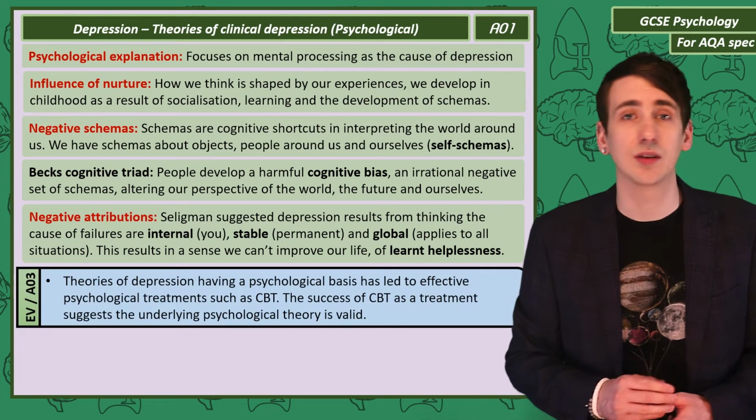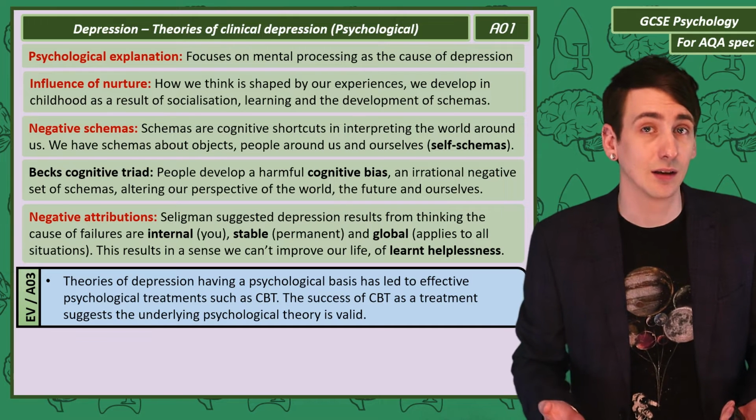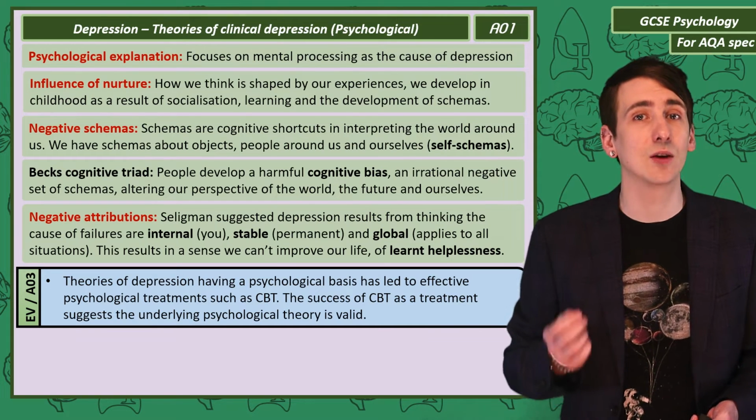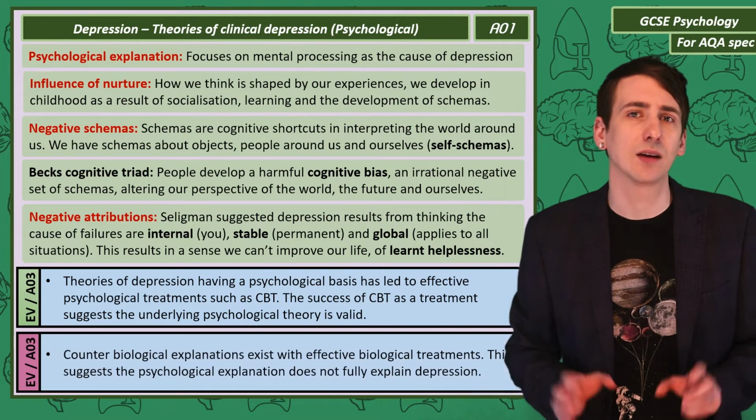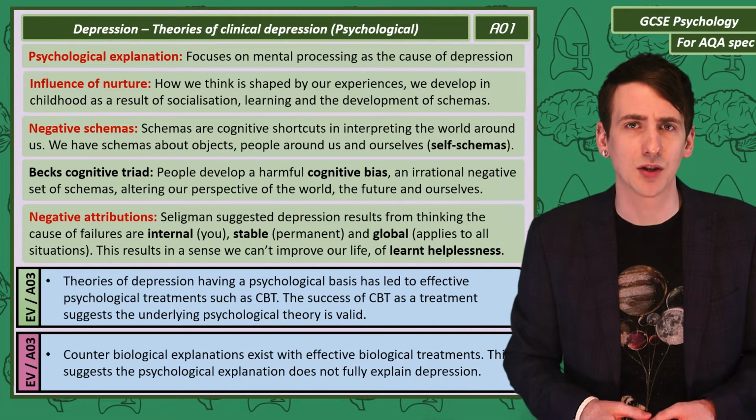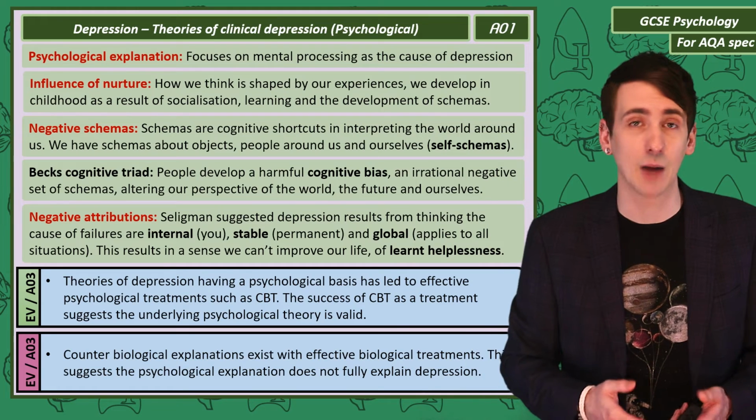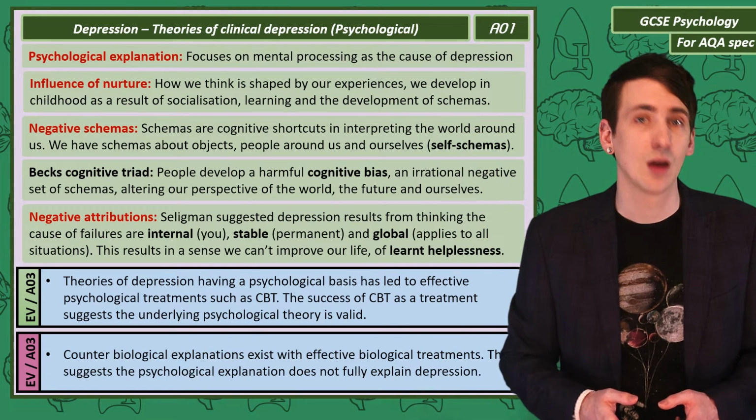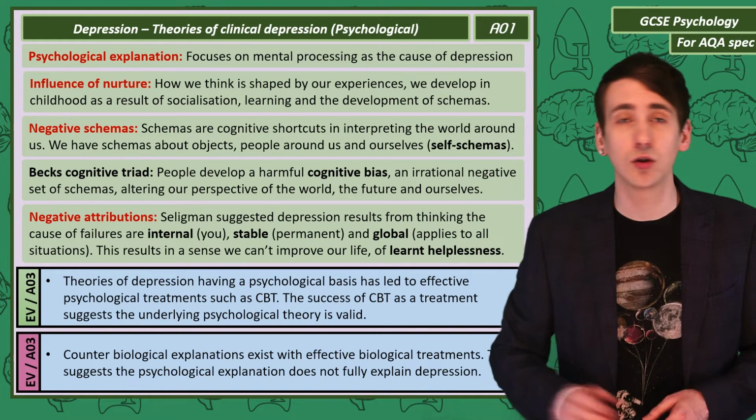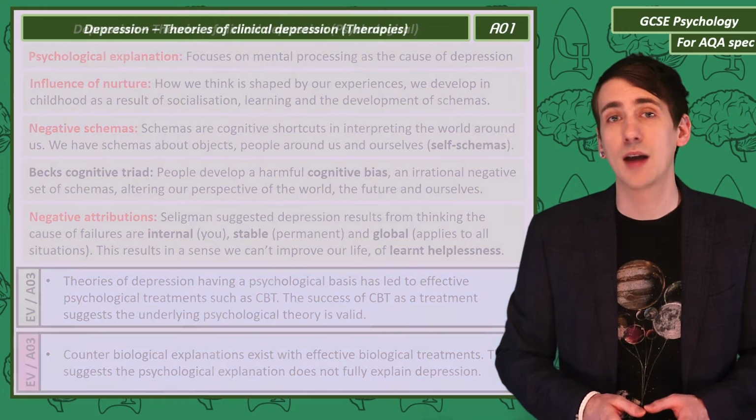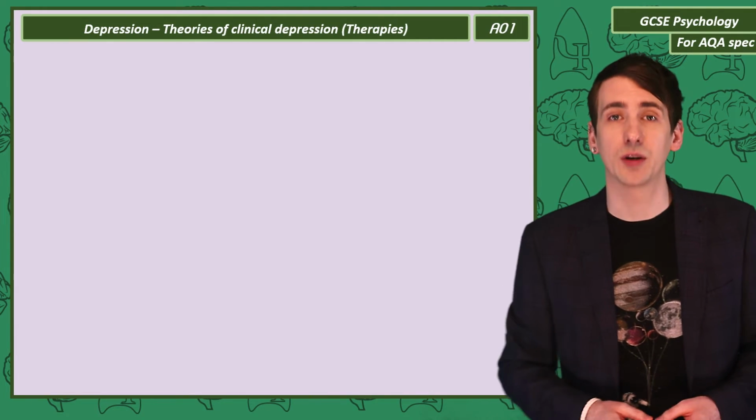Positive evaluation of these psychological theories is a success of talking therapies like CBT, suggesting there is validity in the underlying theories. But we can counter taking a fully psychological explanation for depression by pointing to the success of biological treatments in helping people with depression. So now we've discussed two explanations for depression, one biological and one psychological. Now when we're considering treatment, we'll do the same, starting with biological treatments.